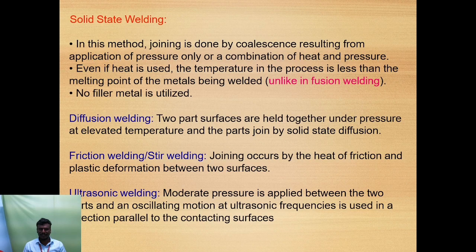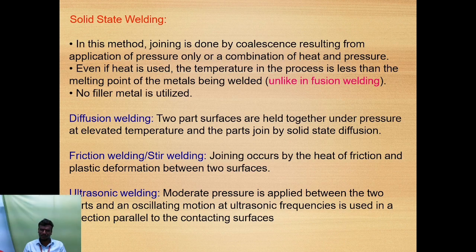In solid state welding, the joining of two workpieces results from the application of pressure only, or a combination of heat and pressure. Even if heat is used, the temperature in the process is less than the melting point of the metals being welded, unlike the fusion welding process. No filler metal is used in solid state welding. The types of solid state welding are diffusion welding, friction welding, and ultrasonic welding.